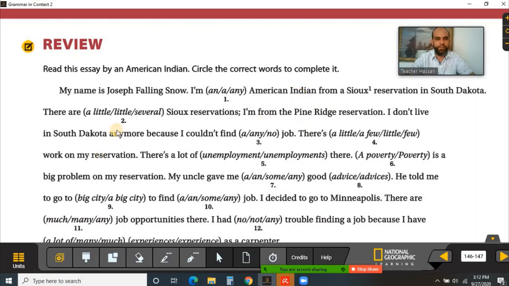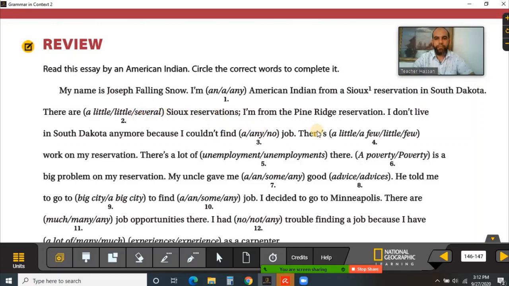Okay, let's move on. There are several reservations. Now, few and little describe uncountable nouns, and because reservations is a countable noun, if you notice here it has s, it's in the plural form, therefore the correct answer is several.